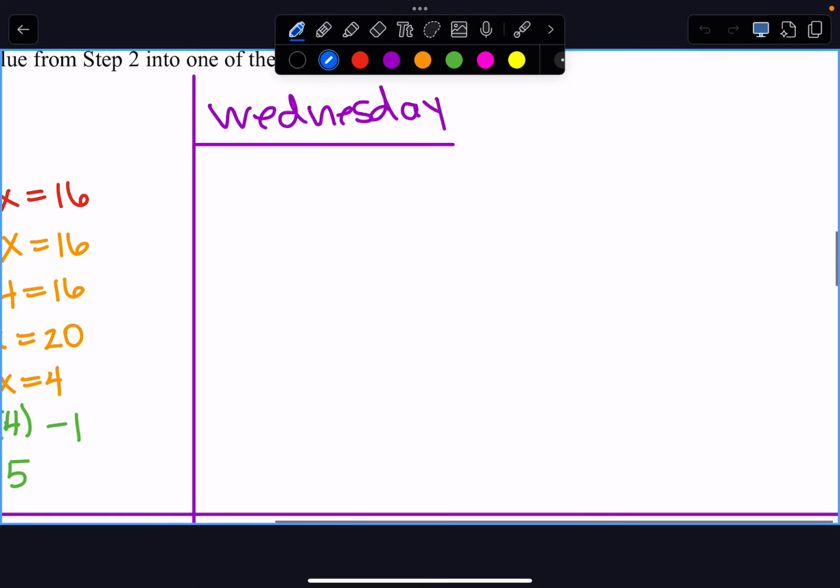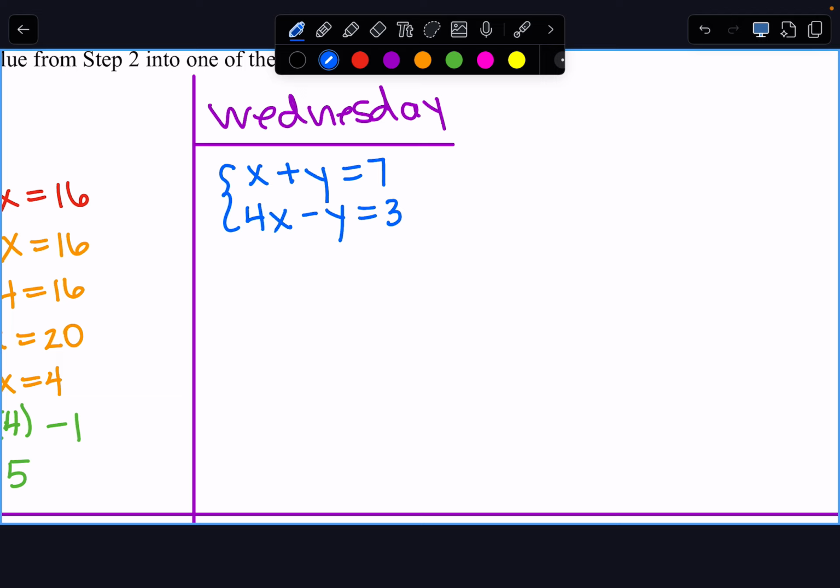I want you to write down the problem that we were doing. x plus y equals 7, and 4x minus y equals 3. Now, since they are both lines, you are welcome to put both of them into slope-intercept form. However, I don't think that is always going to be our most efficient way.